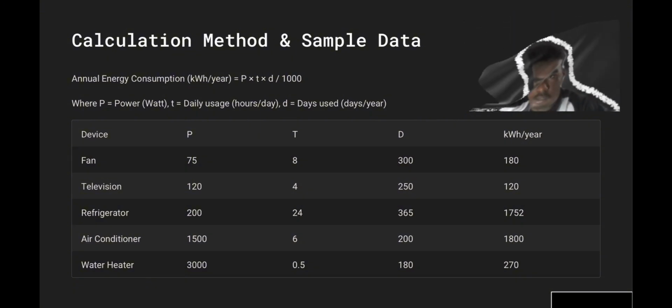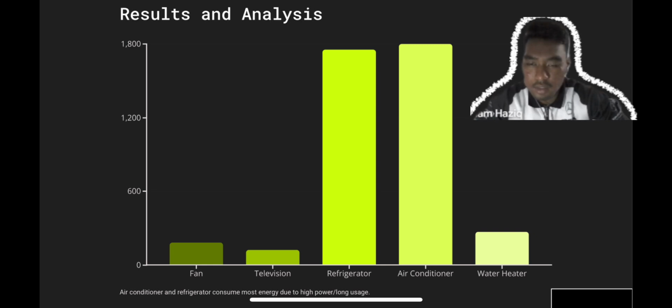So these are the results and data analysis. As you can see, this is a graph where the X axis is the device and the Y axis is the annual consumption per year. The air conditioner and refrigerator consume the most energy due to high power and long usage. These two can go up to 1,800, while these three are less than 600.